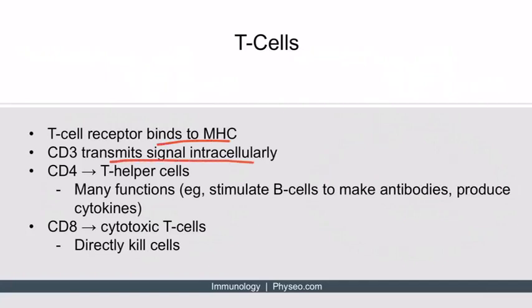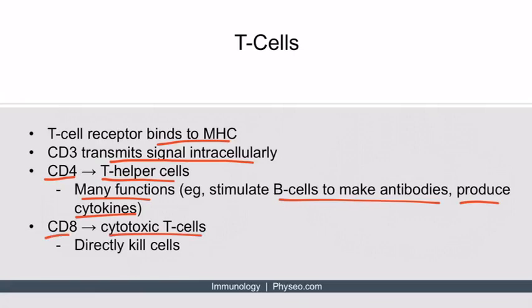If the T cell has a CD4 surface protein, it's called a T helper cell. These cells have many functions. I'm not going to discuss them all here, but two important ones to keep in mind are that they stimulate B cells to make antibodies, and they produce cytokines. On the other hand, if the T cell has a CD8 surface protein, it's called a cytotoxic T cell. These directly kill cells, such as cells infected by a virus.